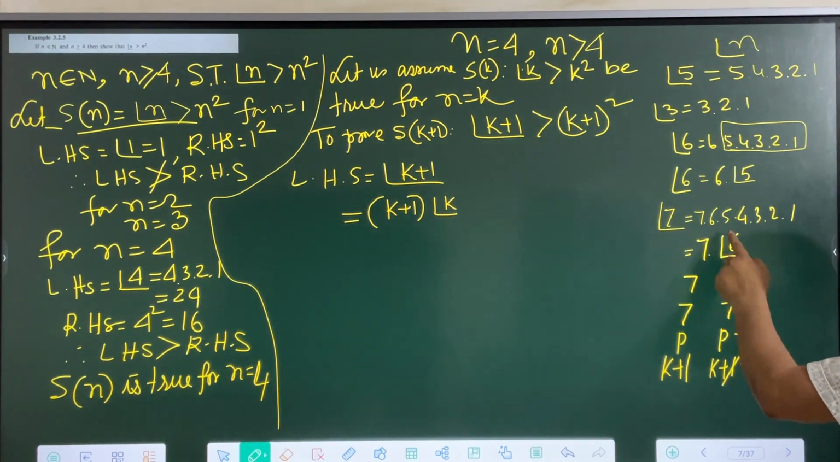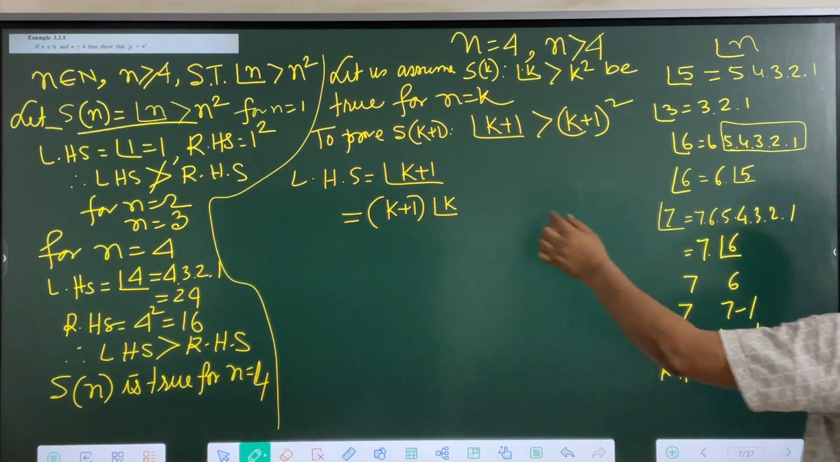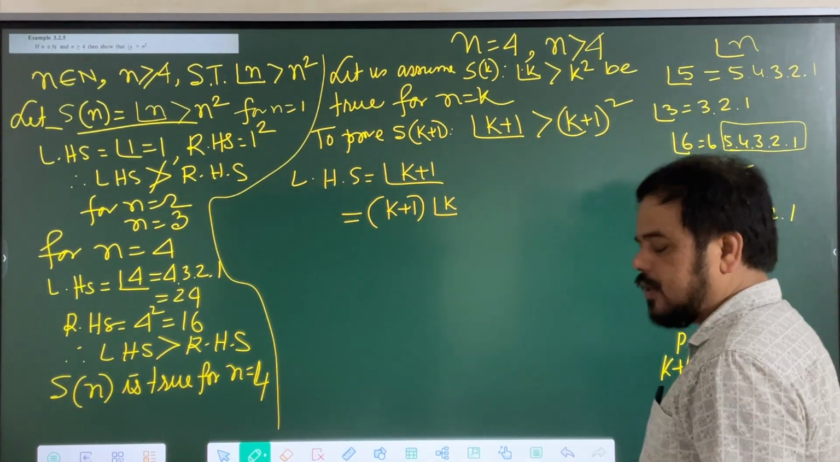7, 7 as it is. Next term will be 6. That means from 7 we will subtract 1. What is 7 here? K plus 1. Minus 1, the plus 1 and minus 1 cancel. Here it is k.